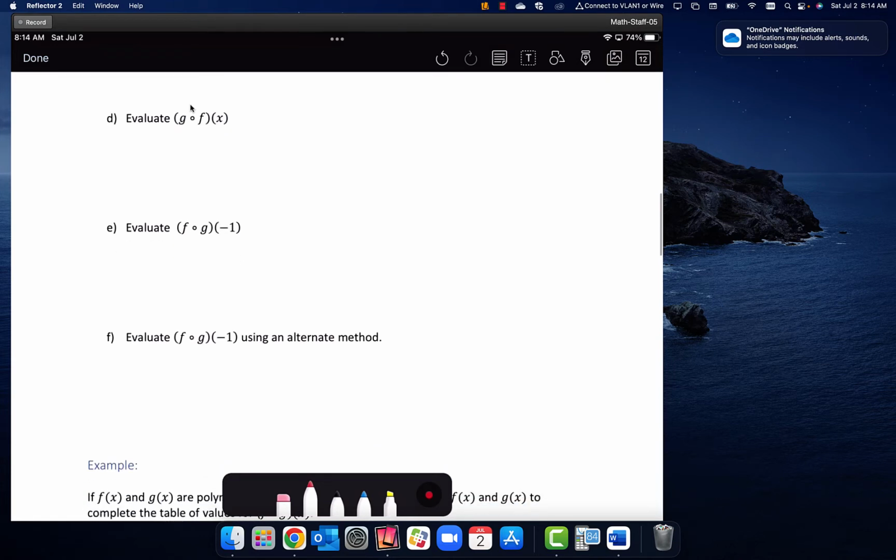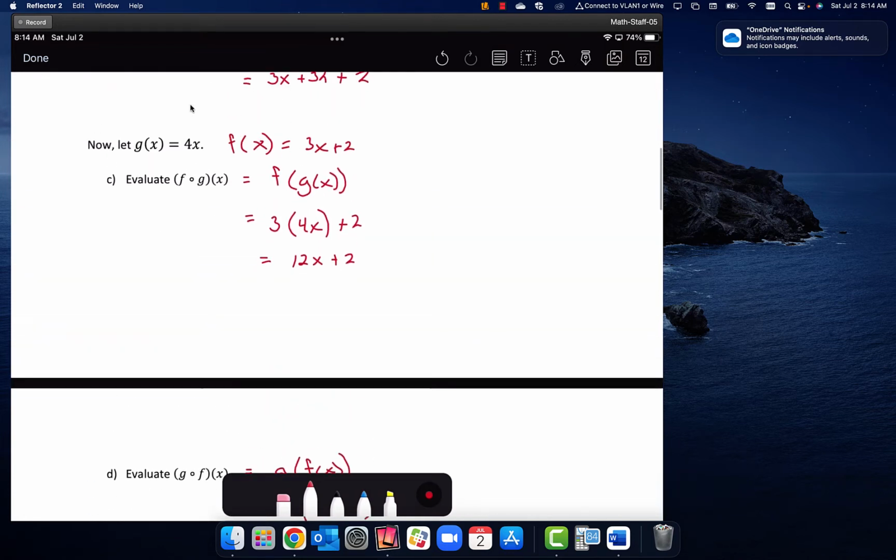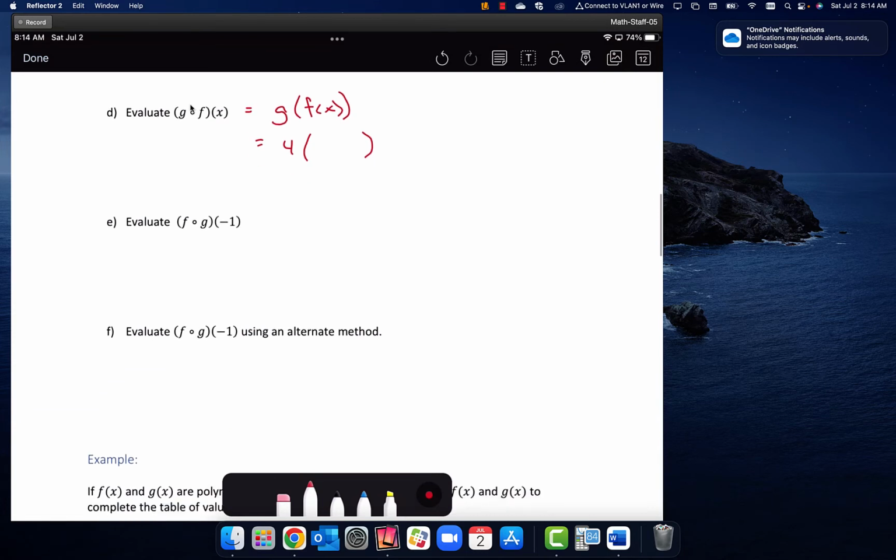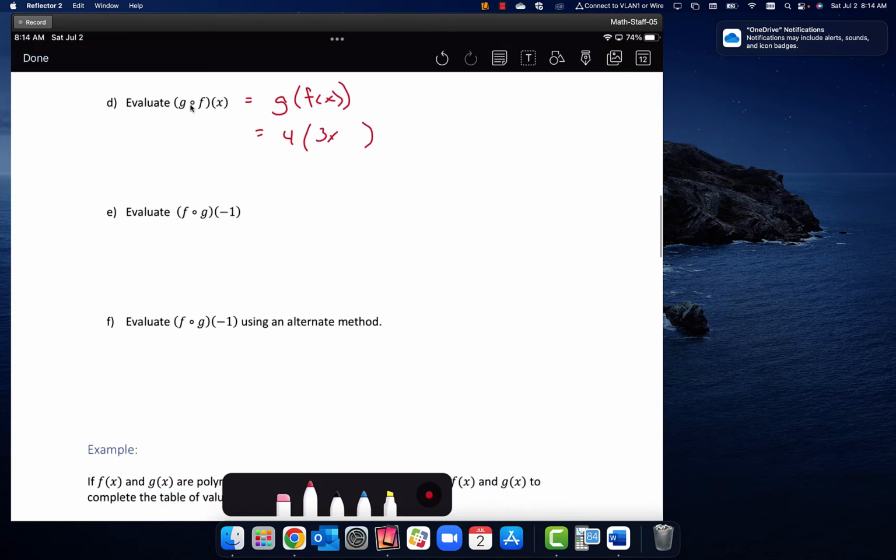If we're asked to evaluate g of f of x, you can first rewrite it if you want as g of f. That helps us see that the outer function is g, which is 4x. But we're going to replace the x with f, which again is 3x plus 2. And simplify. We get 12x plus 8.